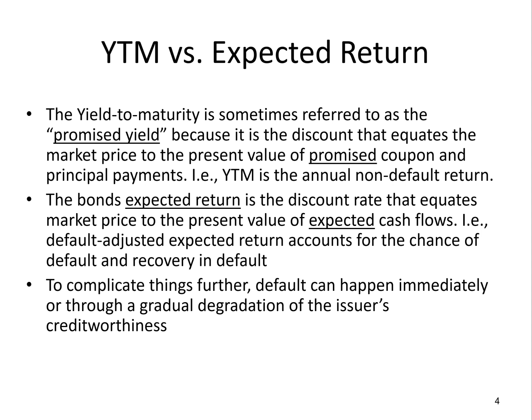Now, the bond's expected return is the discount rate that equates the market price to the present value of expected cash flows. In other words, default adjusted expected returns account for the chance of default and recovery of principal in default. And to complicate things further, default can happen any time throughout the life of the bond.